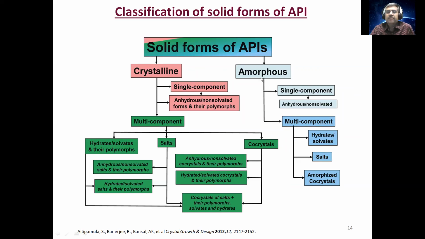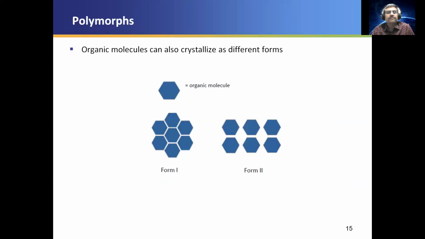On the other extreme, we have the amorphous form, which can either be single component or multi-component. Single component amorphous form could also be called the anhydrous or the non-solvated amorphous form, while the multi-component can be hydrates, solvates, salts, and amorphized co-crystals. This is a classification system for the molecular level of the solid state.